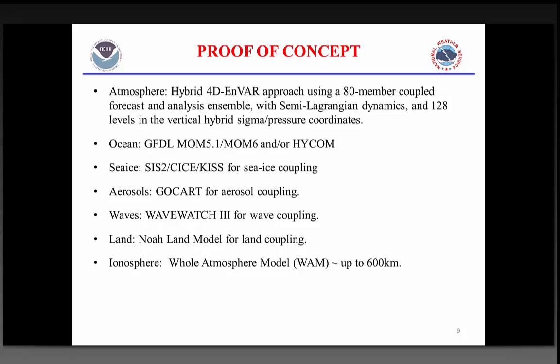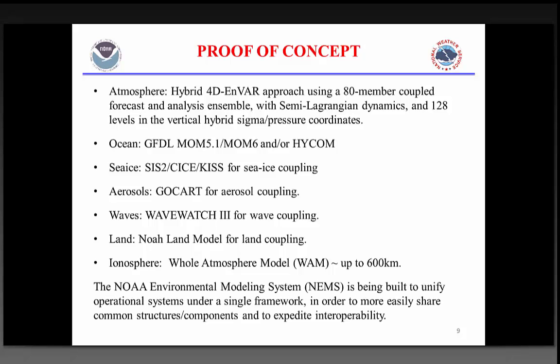Now, all of these are being developed by other groups at EMC. So this is really the merging of six or seven different groups coming together here. It has not been done before. It's very challenging. And this is all being done under NEMS. The basic unifying infrastructure is going to be NEMS, and it is being built to unify the operational systems in a single framework, so that we can more easily share common infrastructure and components and expedite interoperability. One by one, all of these models are going to be brought into the NEMS infrastructure.